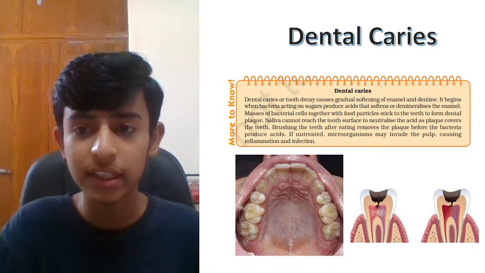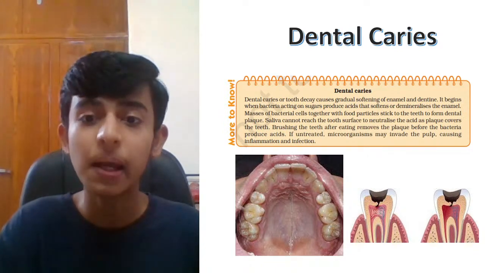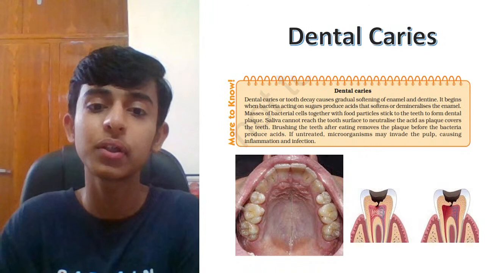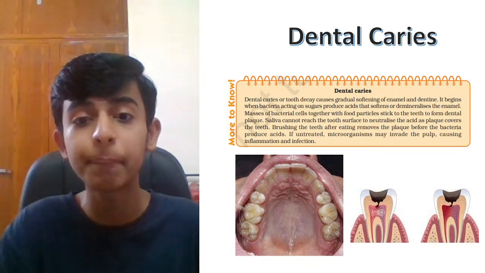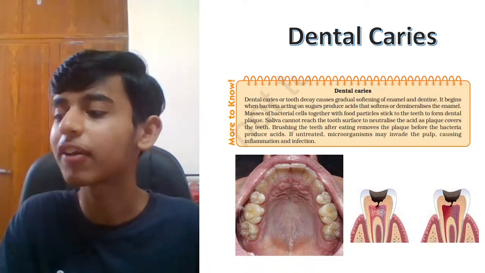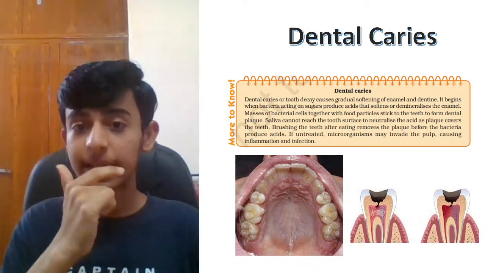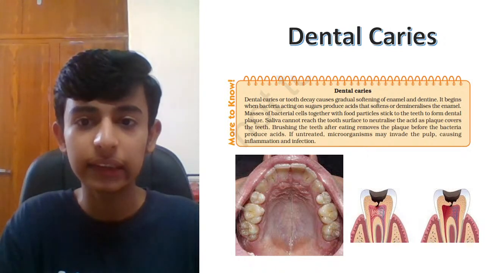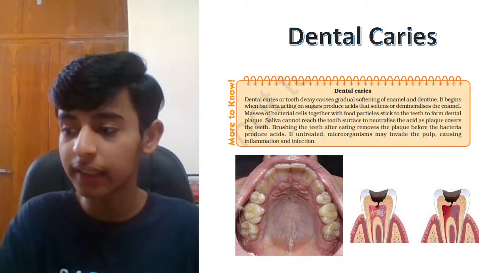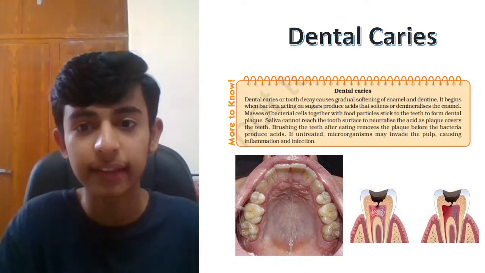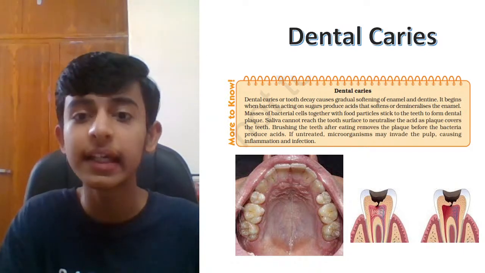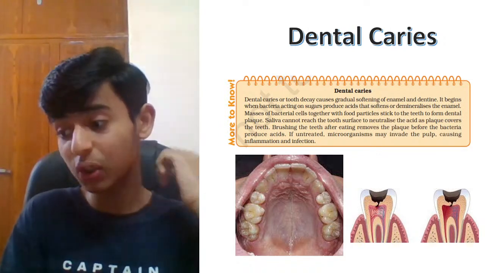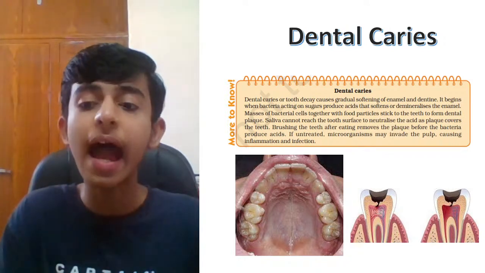Saliva cannot reach the tooth surface to neutralize the acid as plaque covers the teeth. Brushing the teeth after eating removes the plaque before the bacteria produce acids. If untreated, microorganisms may invade the pulp, causing inflammation and infection. So this is dental caries, also known as tooth decay. When food sticks to your teeth, the bacteria act on the sugars to produce acids that soften the enamel, and after that they can even cause inflammation, or swelling, and infection.